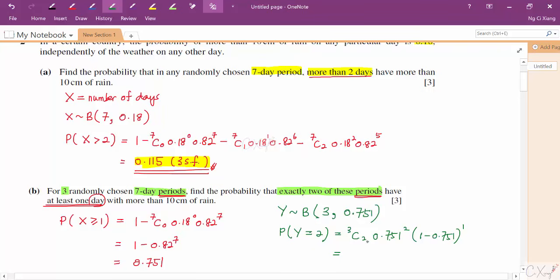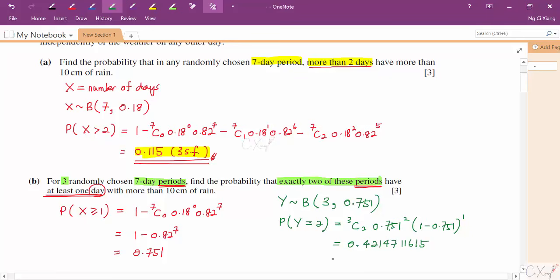Okay, so if you press calculator, then generally you will have 0. Original value will be 0.42147116115. And we try to cut it short into 3 significant figure, where I will have 0.421. Okay, so correct to 3 significant figure, and this is actually the answer, where 2 of the 3 periods are having at least 1 day with more than 10 cm of rain.